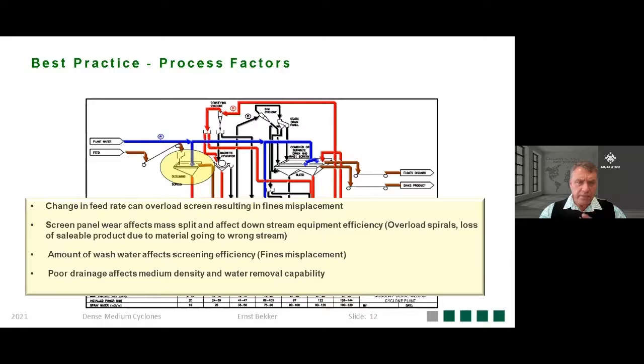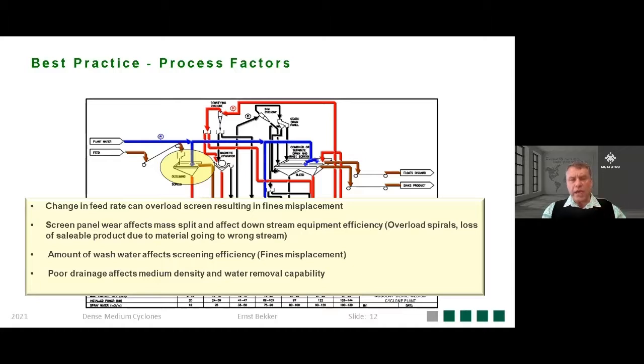On the desliming screen, a change in feed rate can overload the screen, resulting in fines misplacement. I've shown you a picture in the first presentation, where if the screen cannot screen out all that fine material, it now reports into the mixing box and to the dense media cyclone. And you've seen Frikkie show the effect of the breakaway size, and also that the cyclone cannot beneficiate the finer fraction efficiently. That fine material should have gone to a different process that is designed to process fines more optimally. If you overload your desliming screen, we create a problem.